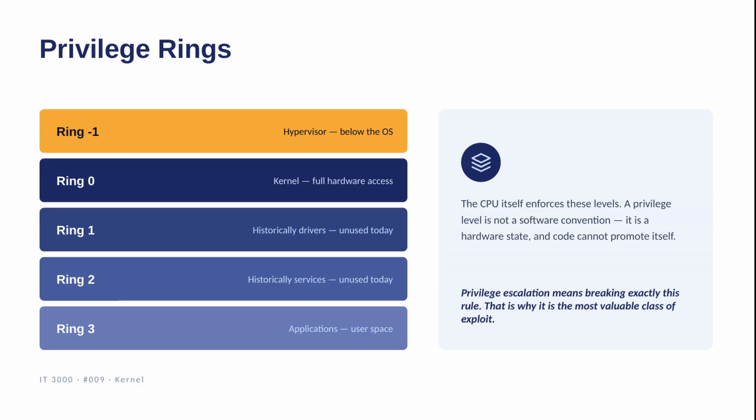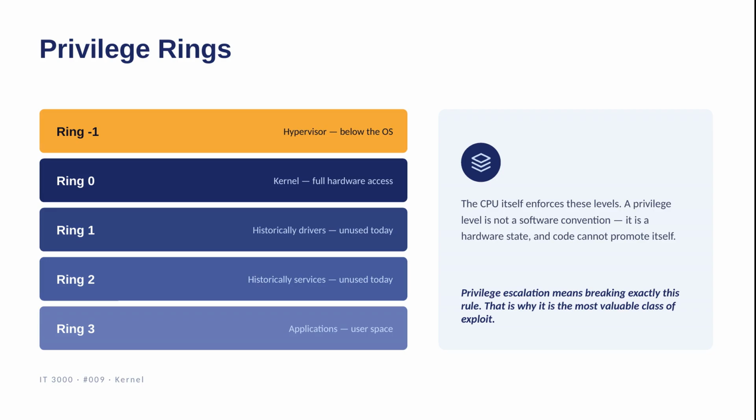So where does that privilege actually live? On x86, it's baked right into the CPU as a set of numbered rings. Ring 0 is the kernel with full access to the hardware. Ring 3 is where your applications run, asking permission for anything interesting. Rings 1 and 2 were meant for drivers and services, but almost nobody uses them anymore. And Ring -1 sits below the OS entirely for the hypervisor.